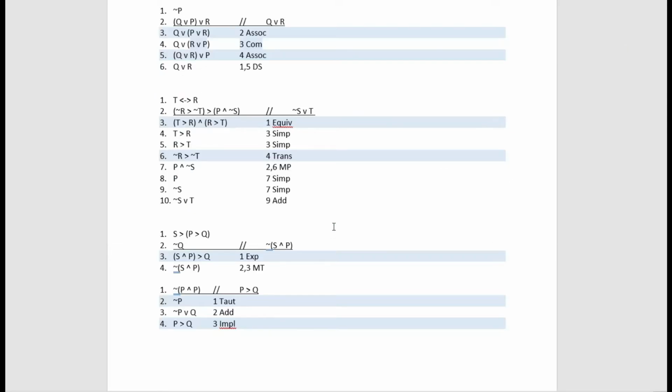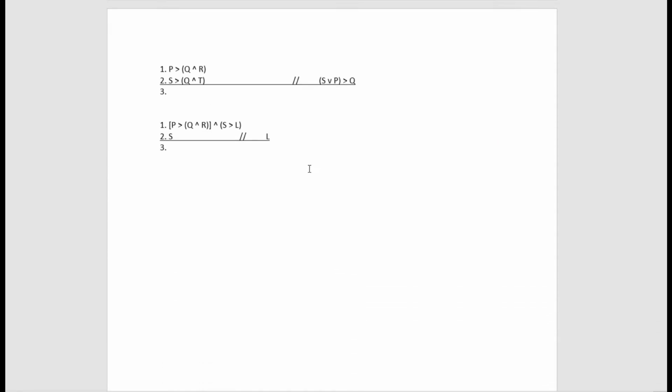So I just need to show you distribution. So I'll do that in these. And I think I'll use CP and IP here. So let's start with CP.